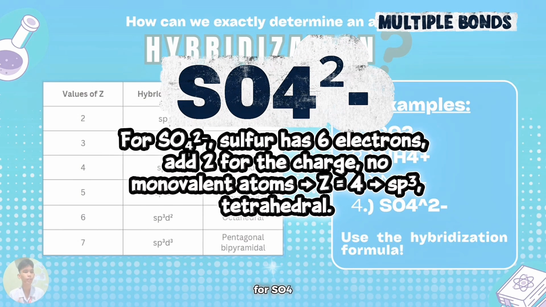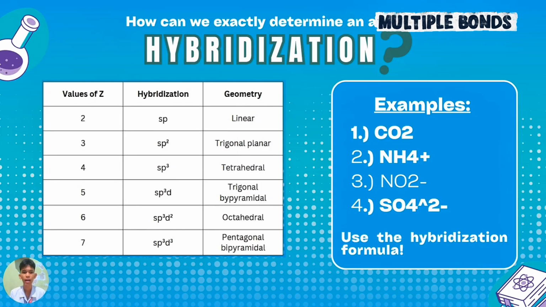For SO4 2-, sulfur has 6 valence electrons. Add 2 for the charge, and no monovalent atoms are involved, and it will equate to Z. To simplify, this method is quick, systematic, and works for a wide variety of molecules and ions. Once you determine the value of Z, determining hybridization becomes as easy as matching it to the table of values as shown in the slide.